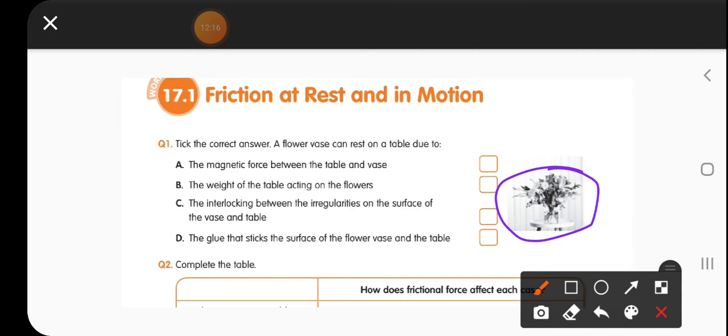So it can be at rest due to the magnetic force between the table and the vase, the weight of the table acting on the flower vase, the interlocking between the irregularities on the surface of the vase and the table, or the glue that sticks the surface of the flower vase and the table. So your option 3 is correct. That is the interlocking between the irregularities on the surface of the vase and the table.